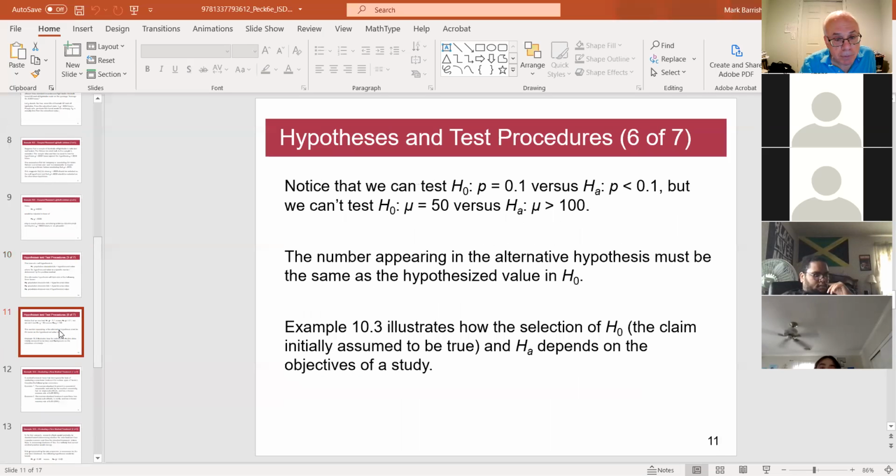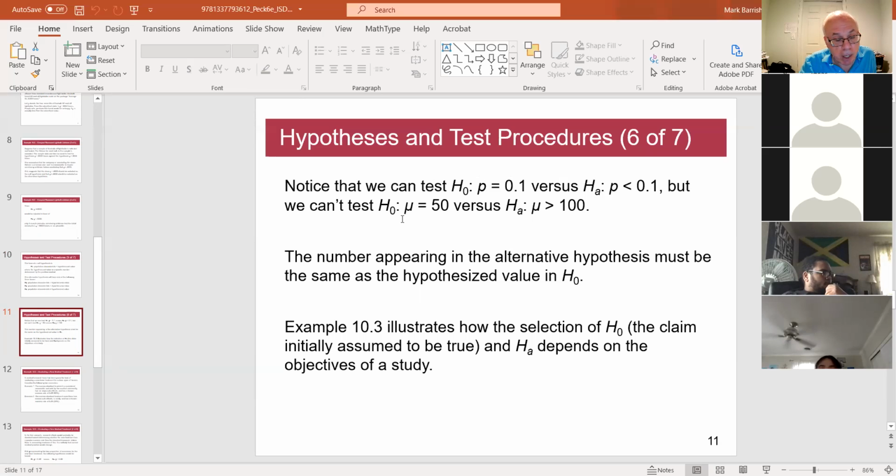All right. Here's an example with proportions. With a proportion, we're going to use the population parameter symbol P, for population proportion. In this particular case, the null hypothesis, H sub 0, notice we put a colon after that, is P is equal to 0.1 versus the alternative that P is less than 0.1. This is a left tail test. The numbers have to match and the symbols have to match, and the symbols have to be population parameters, in this case, P for proportion.